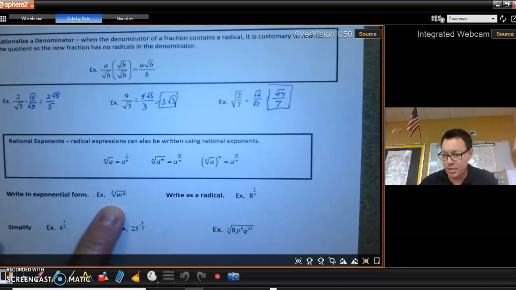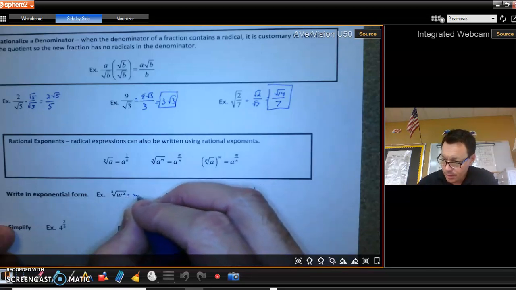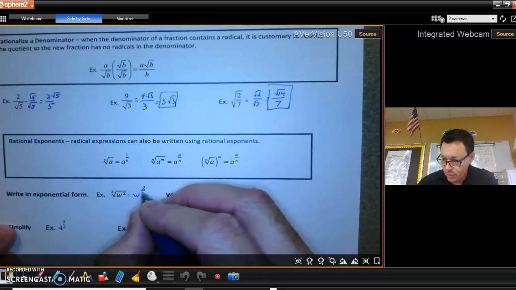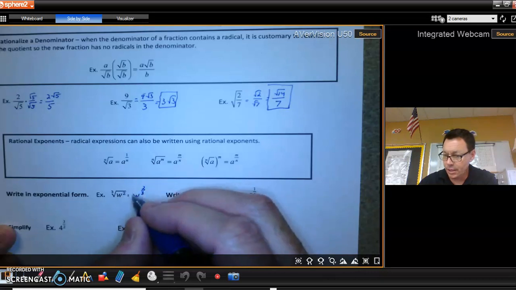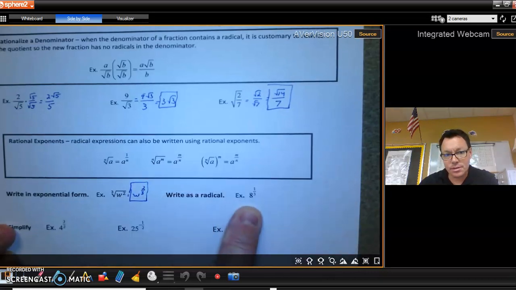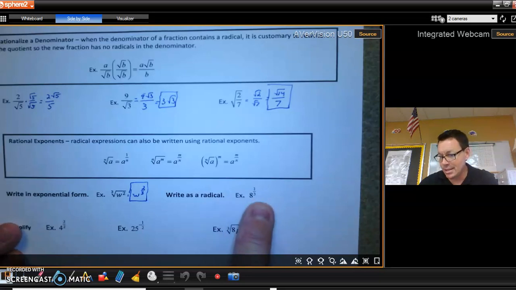Write in exponential form. So rewrite this as an exponent. It would be w to the 2/3 power. 2/3. That's it. That's all I need. And rewrite this as a radical. So this is a rational exponent.